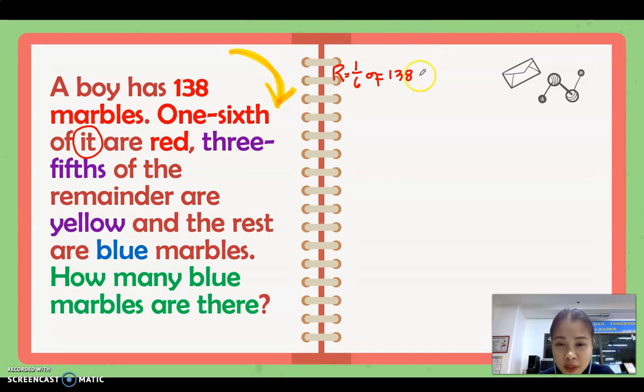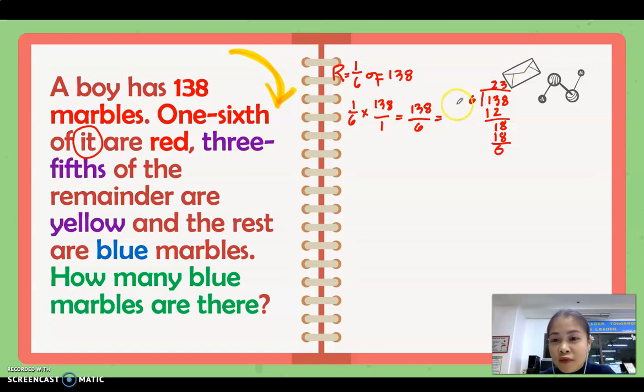Let's find first the red marbles. So that is 1/6 times 138 over 1. So we have 138 over 6. Then let's divide because it's an improper fraction. 138 divided by 6, that's 23. Therefore, the answer is 23, there's no remainder. Okay. Therefore, there are 23 red marbles.